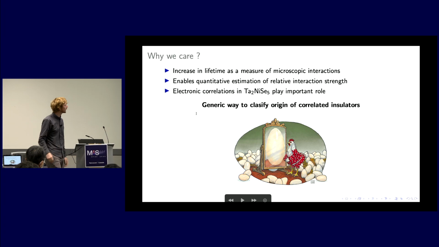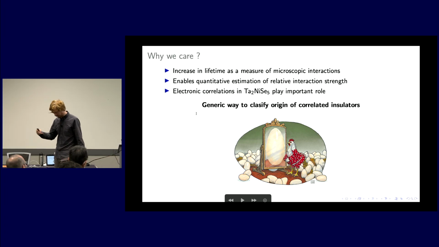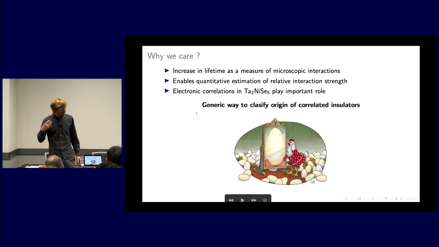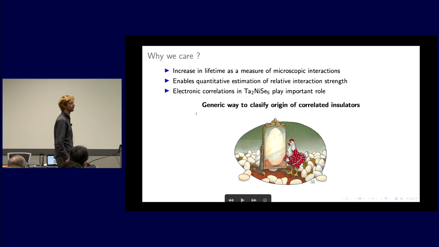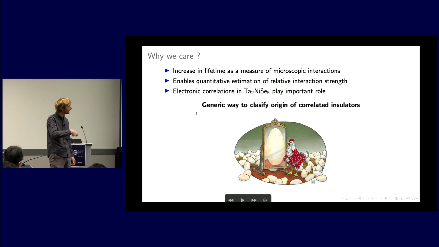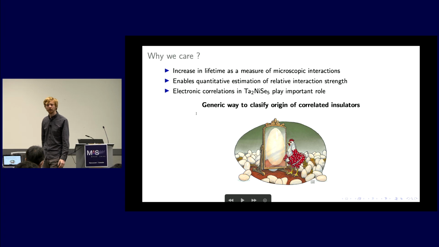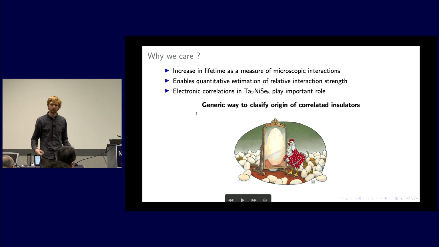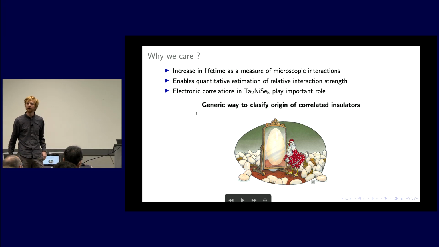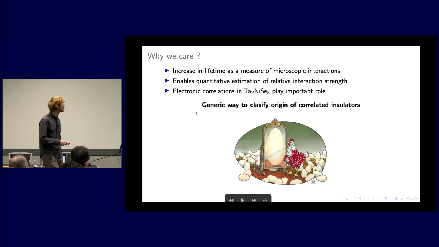But in the second part, I really want to transmit the message that this is a very generic way to classify the origin of correlated insulators, and that we have a new way to attack the old chicken and egg problem of competing degrees of freedom.